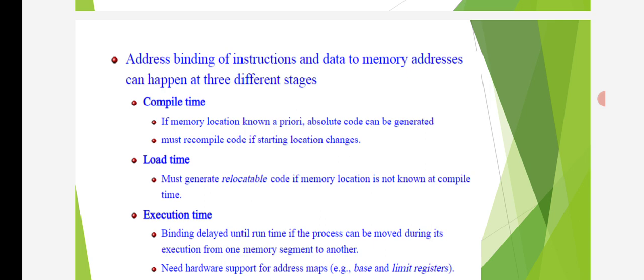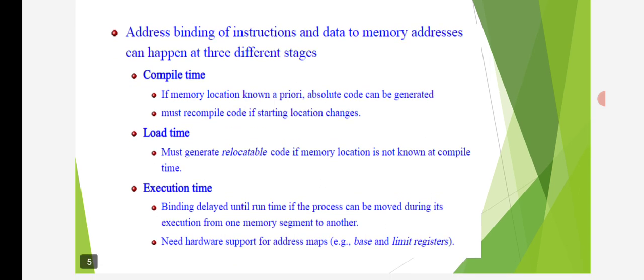One is compile time. If the memory location is known a priori, absolute code can be generated. It must be recompiled if the starting location changes. Load time must generate relocatable code if the memory location is not known at compile time. Execution time binding is delayed until runtime if the process can be moved during its execution from one memory segment to another. It needs hardware support for address maps.